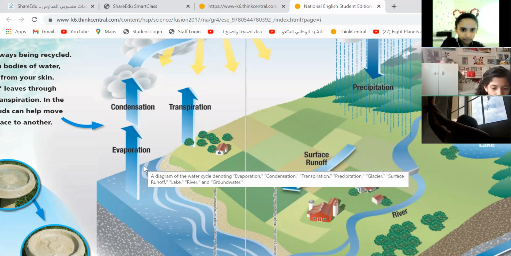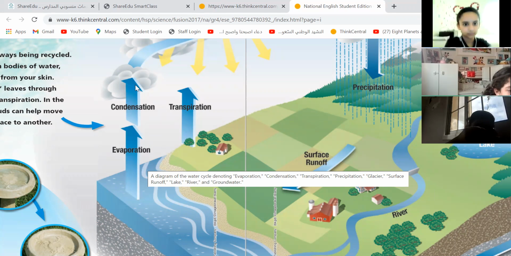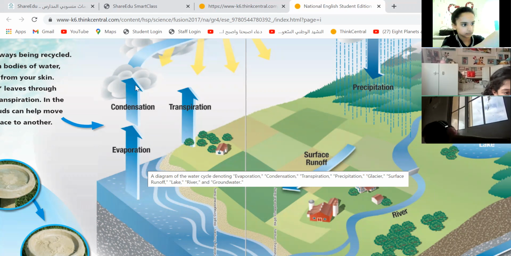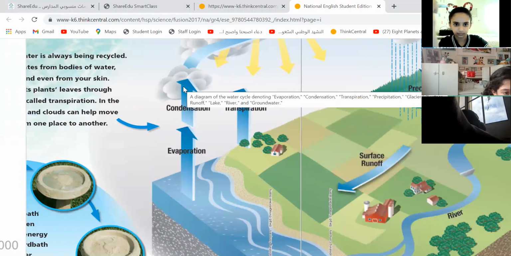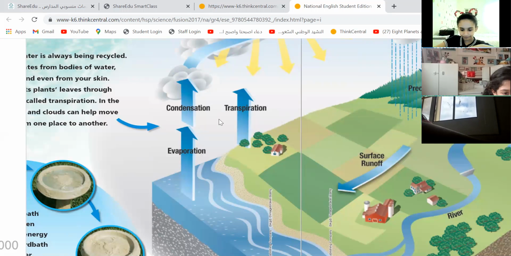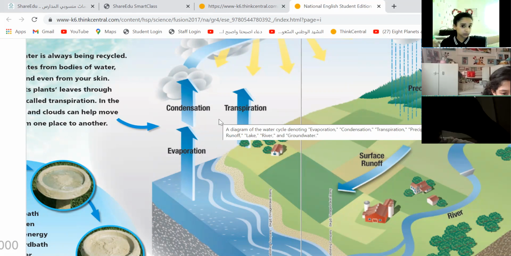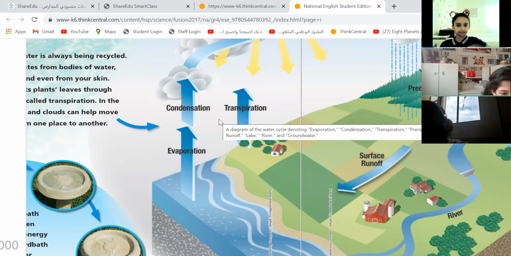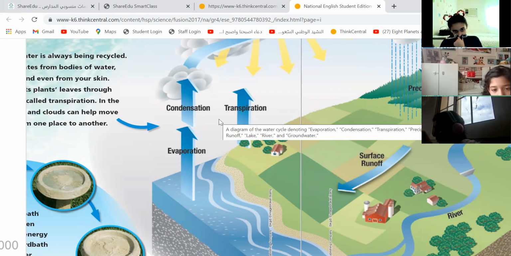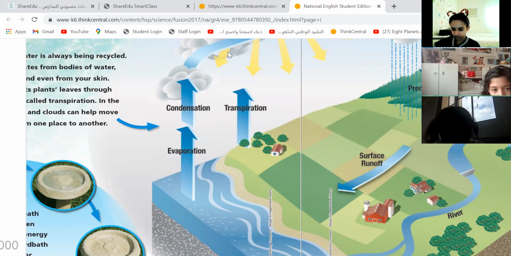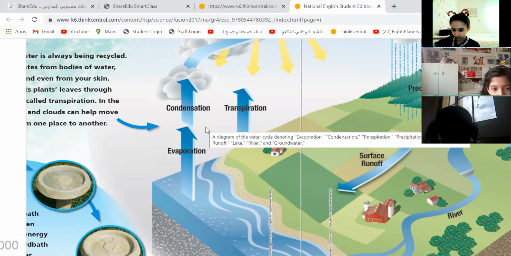When evaporation happens, water vapor will go up in the sky, and it's not alone. It will come with small particles and dust, and they will condense. When they condense, they form a cloud. So the first step is evaporation. Water vapor will go up in the sky. Then condensation, they will go all together and make a cloud. When they make a cloud, we call it condensation.